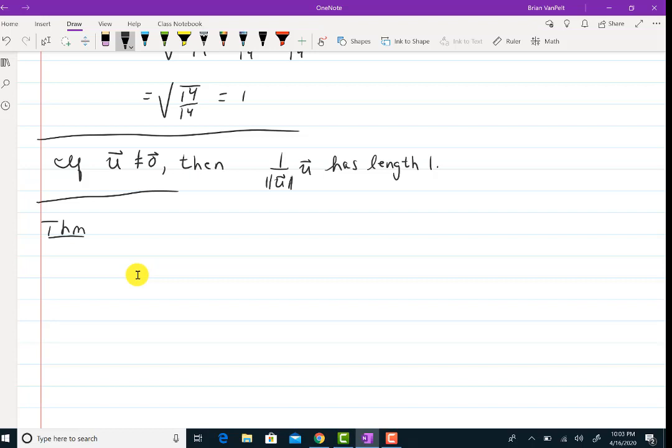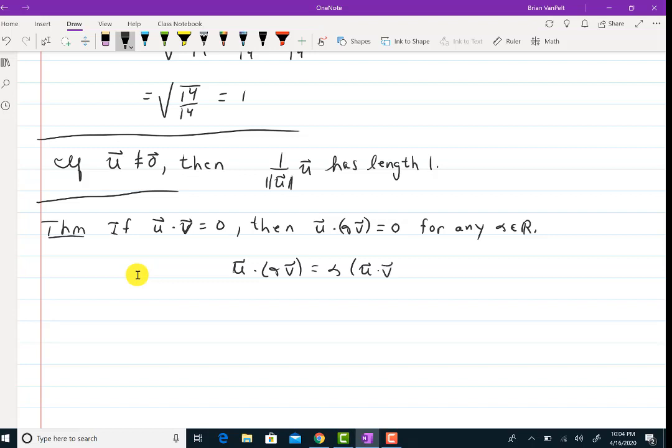Theorem. If u dot v equals 0, make my v more v-like, then u dot alpha v equals 0 for any real number alpha. And that's all because when you do u dot alpha v, you're allowed to pull the alpha to the front, and you'll end up with u dot v, which equals alpha times 0, which is 0. So there's really not much to do there. Very simple little theorem.